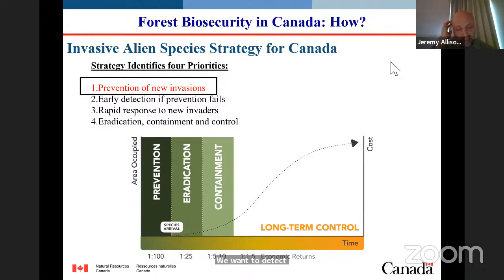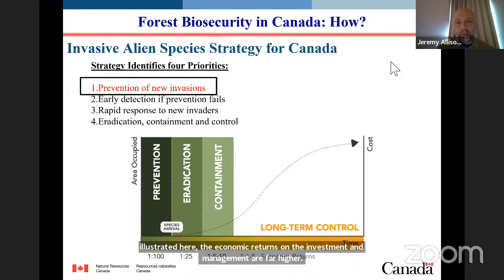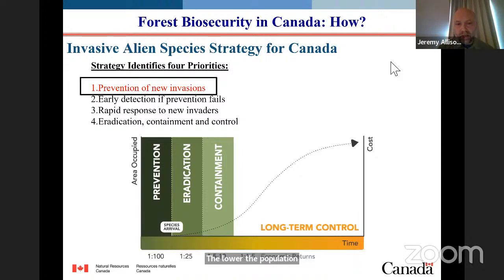We want to detect problems as soon after establishment as possible. And that is because, as illustrated here, the economic returns on the investment in management are far higher the lower the population density or the extent of the area that's being targeted for management. We're trying to respond rapidly for the same reason, to try to deal with smaller population levels or reduced infestation area. And then ultimately, based on what we're seeing in terms of population densities in the area infested, we're making decisions about whether or not to pursue eradication.